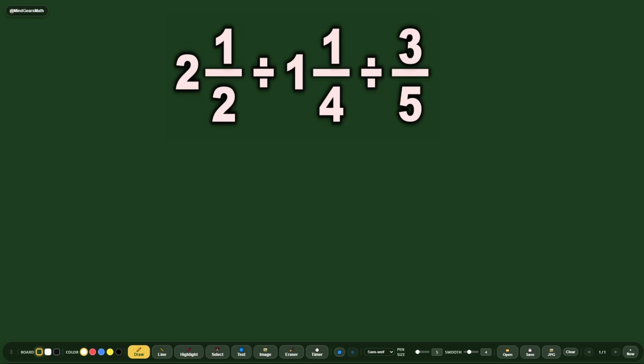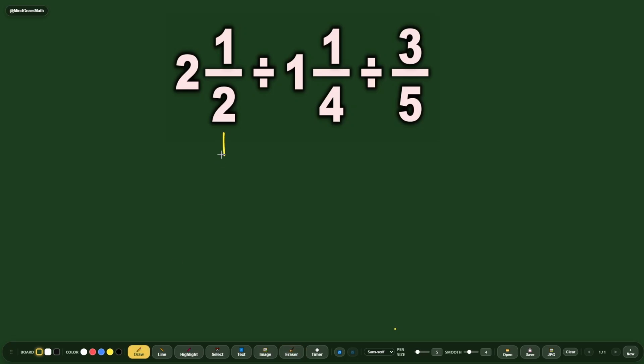In today's lesson, we are going to work through a division problem with mixed numbers, step by step. The problem is 2.5 divided by 1.25 divided by 3/5. Now this type of problem can look a little intimidating at first, but if we take it one step at a time, it's very manageable. Let's get started.